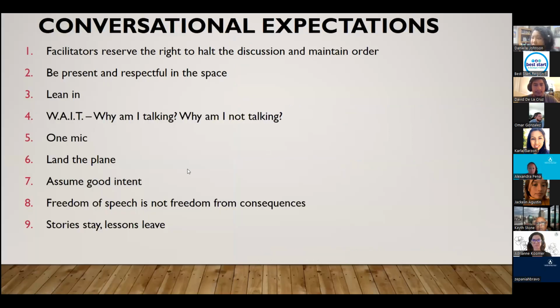Some conversational expectations to go through. Some of you are probably very familiar with these or utilize them in your organizations. As a facilitator, I do reserve the right to halt the discussion and maintain order. I have not had to do that. Lots of tension in spaces when we've had these discussions, but folks, for the most part, have been able to stay in the dialogue and agree to disagree, but ensuring that they're still present, being present and respectful in this space.